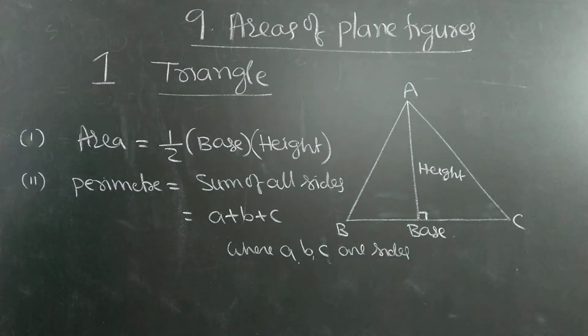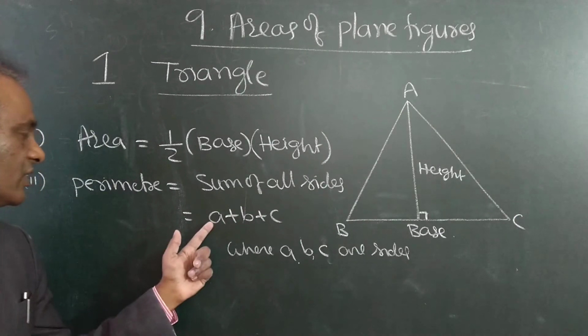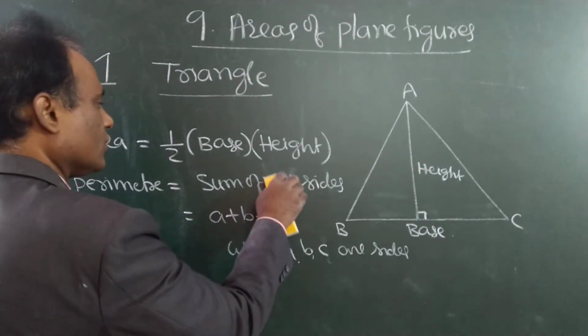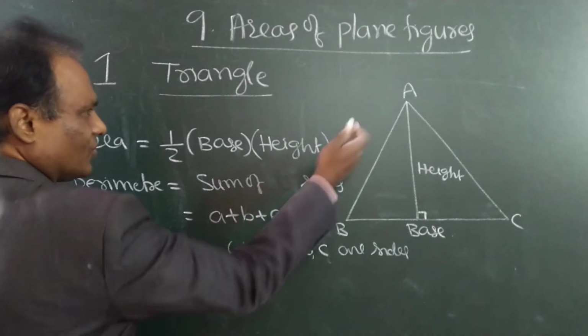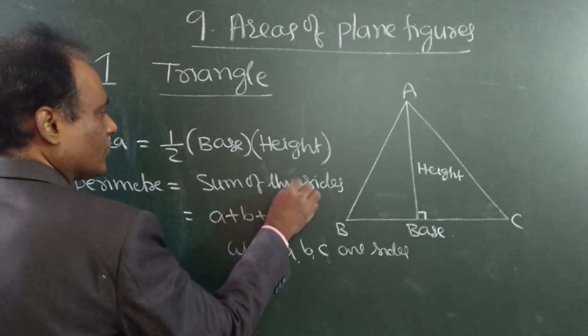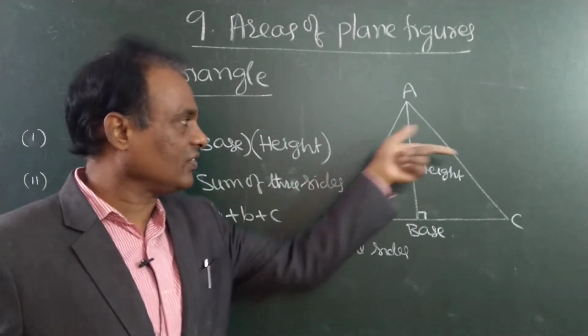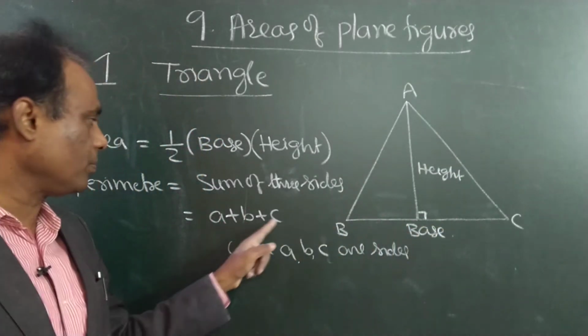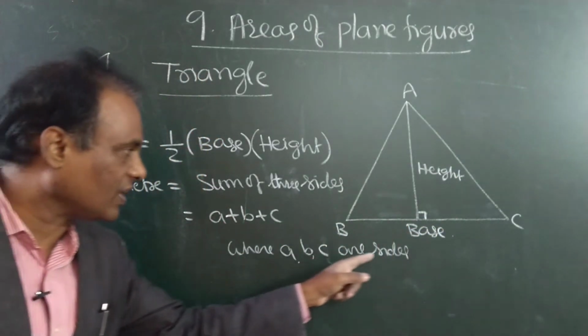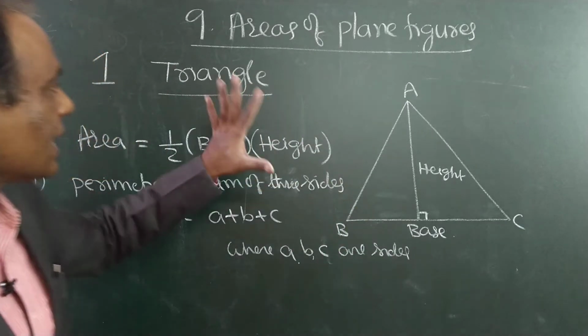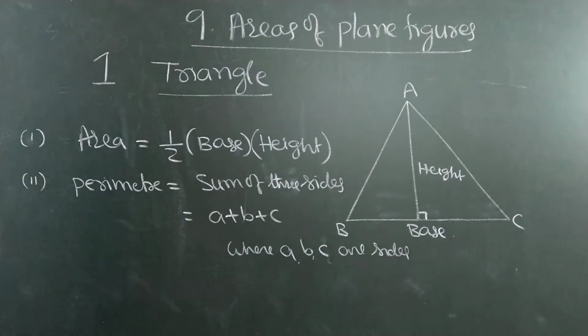So write two formulas. Sum of all sides, sum of three sides. Both are the same because a triangle will have only three sides. Suppose this is A, this is B, this is C. A plus B plus C is the perimeter where A, B, C are the sides. So write this formula for the triangle. Write down.